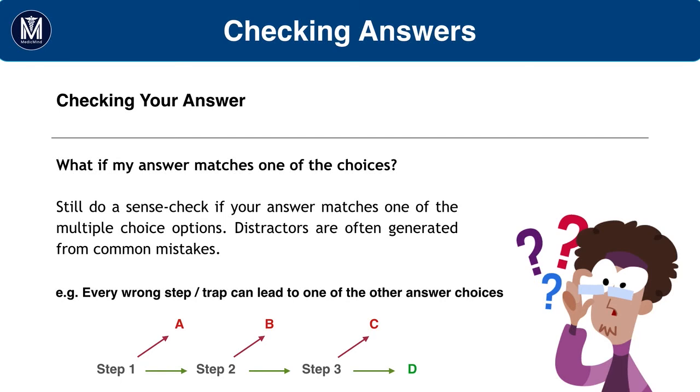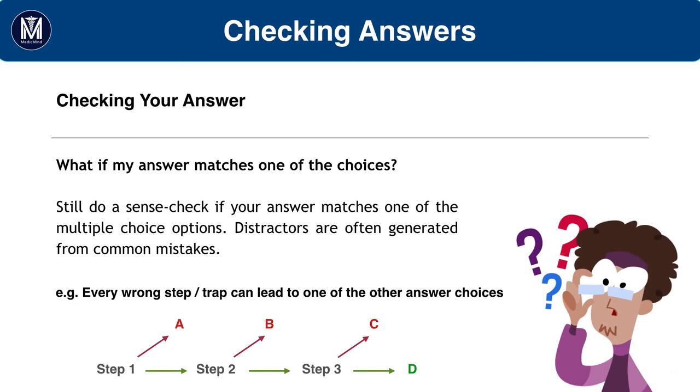For example, consider a multi-step calculation. If you make a mistake at step 1, it's very likely that the answer could be one of the choices. For example, if you make a mistake at step 1, you get answer A. If you make a mistake at step 2, you get answer B. If you make a mistake at step 3, you get answer C. And if you get all the steps correct, you get the correct answer D.